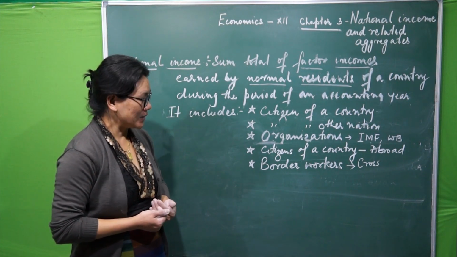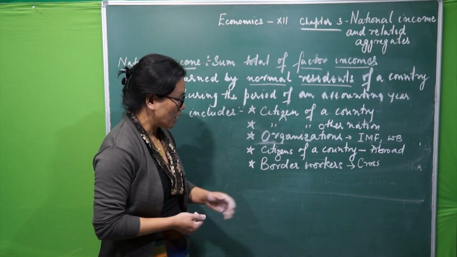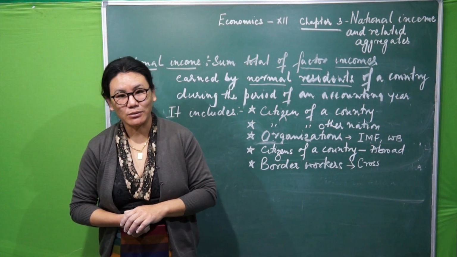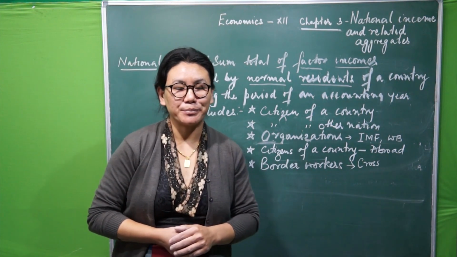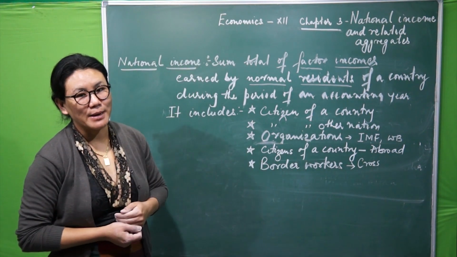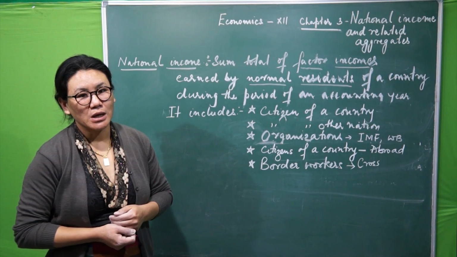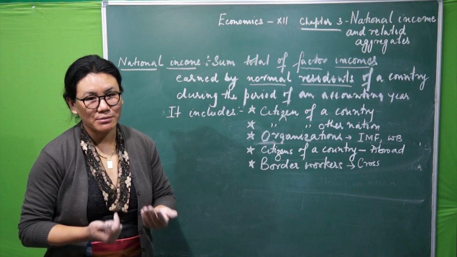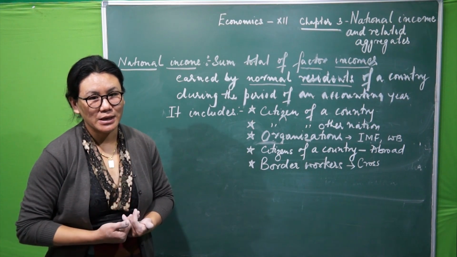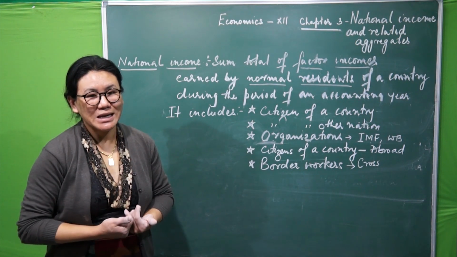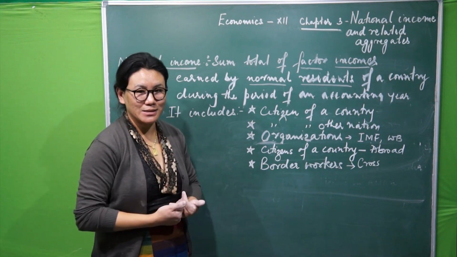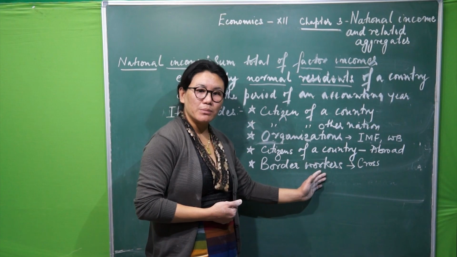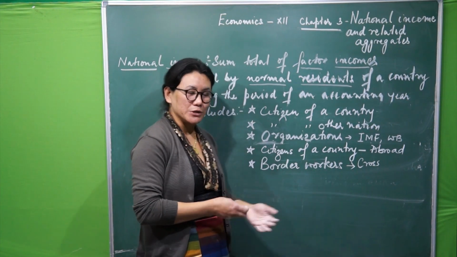Got it? So what I want to say here is, a border worker who crosses the border daily, regularly to work in another country and then comes back. So he belongs to his home country, right? Say for example, India. He belongs to India. He lives in India. His center of economic interest lies in India. So, border workers will become normal residents of India.